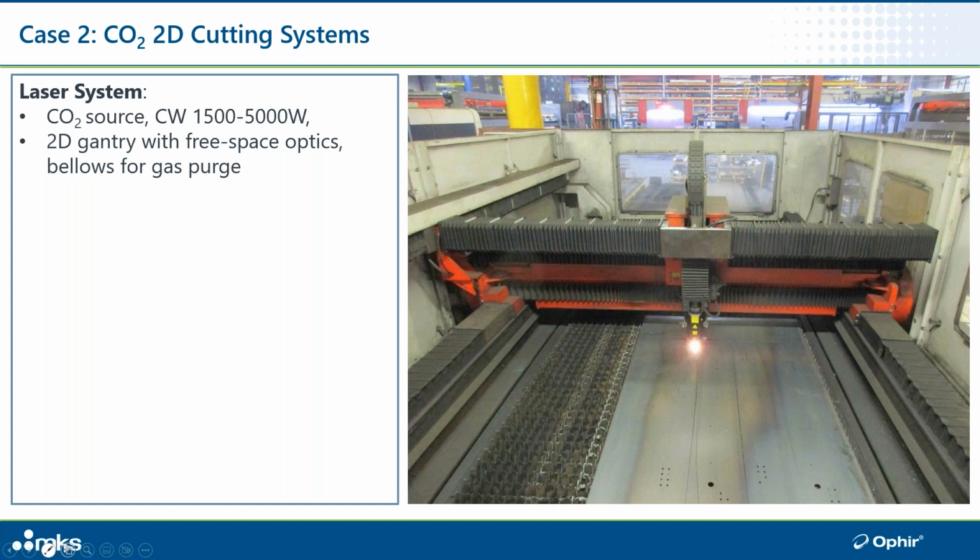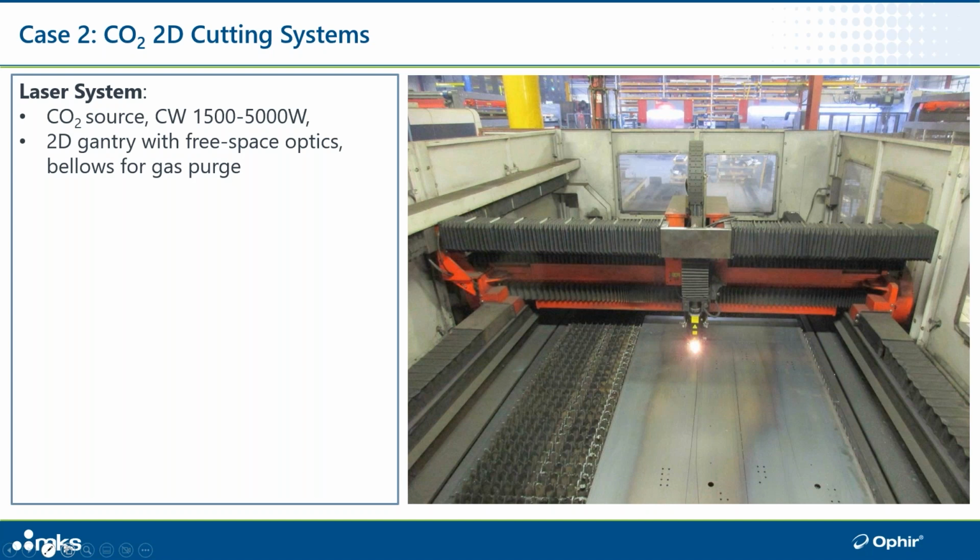But these typically are 2D, CO2 source machines. There are a lot of fiber lasers which are kind of replacing this technology, but that's not to say that there are still a lot of these CO2 lasers out there producing parts. The case studies we're going to look at are anywhere from 1,500 watts to 5 kilowatts. They vary in laser power.